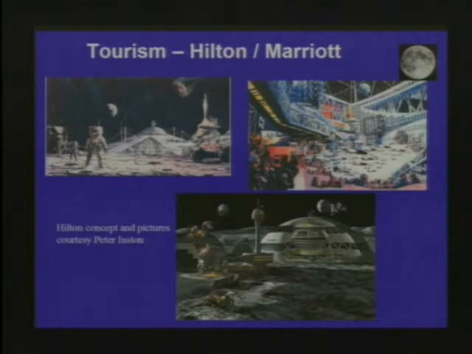And the inside of that lunar structure looks like a mall. And that's kind of disheartening, but this is one concept. So you can see the lunar surface, and you can see all kinds of stuff there, what looks like a Coca-Cola symbol. And the Marriott is more a bunker kind of concept.